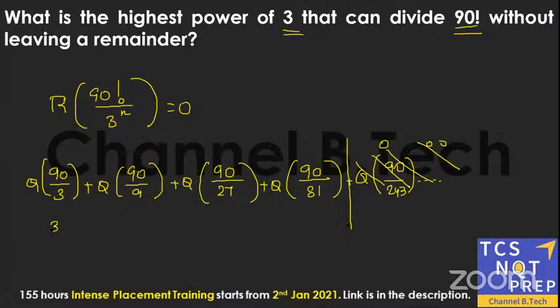The quotient of 90 by 3 is 30. The quotient of 90 by 9 is 10. The quotient of 90 by 27 is 3. That is, 27 into 3 is 81, right? So that will be the quotient. The quotient of 90 by 81 is 1. Add these values, you will get the answer. 30 plus 10 plus 3 plus 1 is 44. This is your answer for this question.